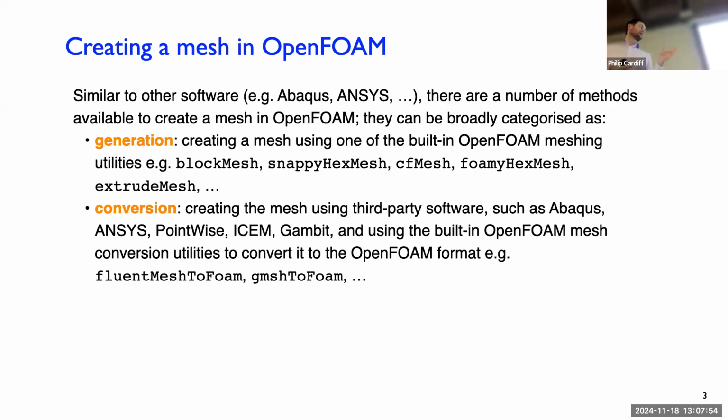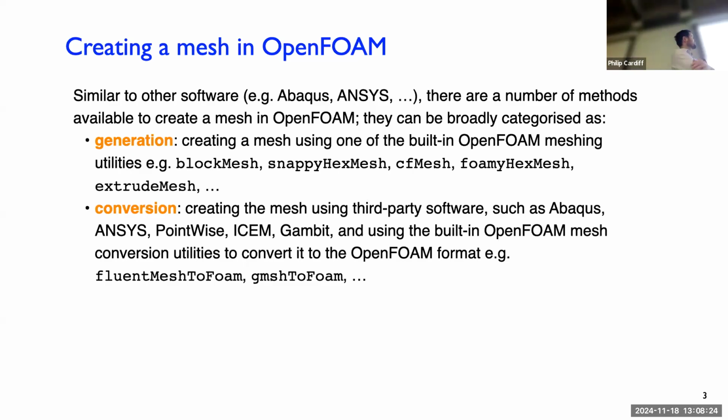And even if you can't get it into one of the available formats, there's almost always a way to get it into one of these formats. So there's something called meshio, a Python tool out there that converts between loads of different meshing formats. So if you have a mesh, you can almost always get it into OpenFOAM. But there are some built-in tools. They're normally fairly descriptive. So fluentMeshToFoam is a utility that converts a Fluent mesh to an OpenFOAM mesh. But there's other ones as well. gmshToFoam. Gmsh is an open source meshing software.